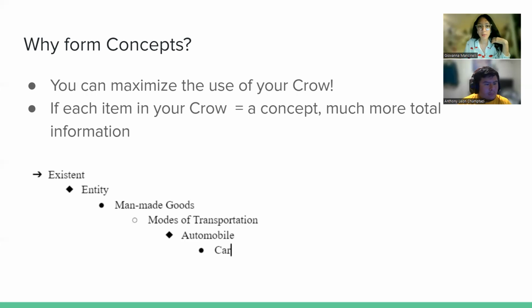And this is an example that I came up with for an earlier assignment. So the biggest concept here is existent, things that exist in the real world, and then physical entities, then man-made goods, modes of transportation, automobiles, and cars. So say you keep the word automobile in your crow. It's not just 6 or 7 different images of various Toyotas that are red that you saw on the street at one point. No, it's just the idea of automobile. That can be a motorcycle, that can be a boat, that can be anything. It's not just 7 examples, but rather 1 piece that encloses multiple things beneath it.